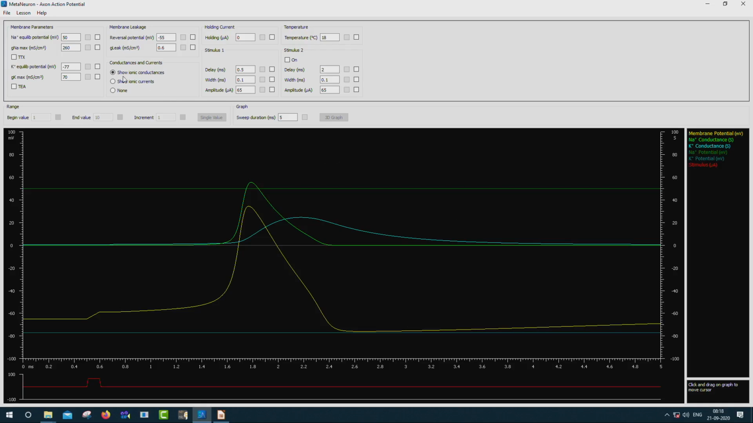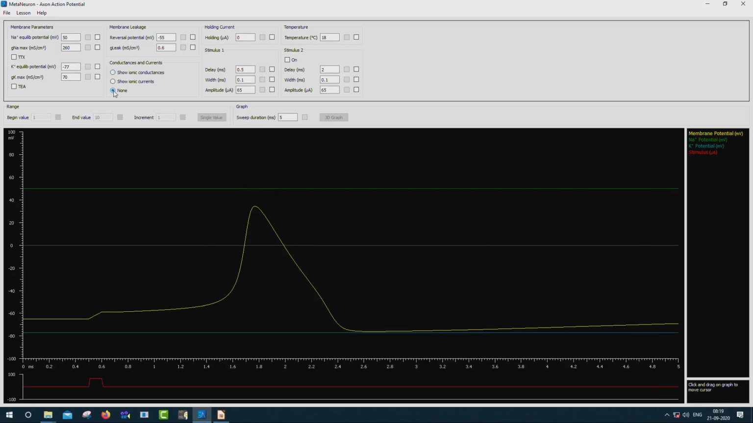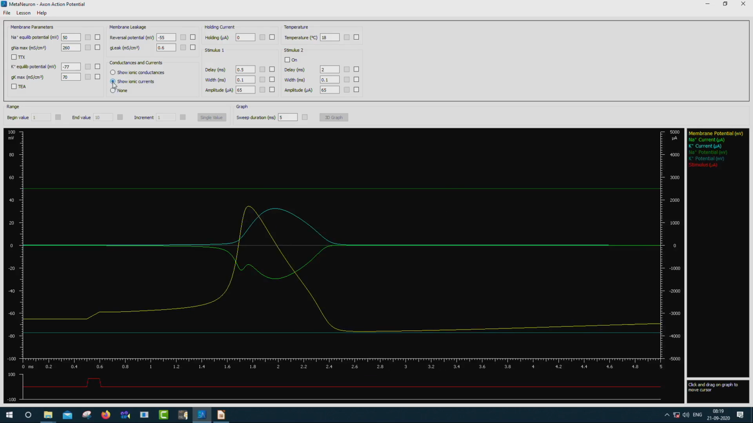So let's look at the currents. Let's take off the conductances. Again, conductances are the actual channels, how they are opening and closing. Now let's look at the currents which are passing through these conductances. This green line is the inward sodium current, going inside the axon. And this blue line is the potassium outward current, going out.